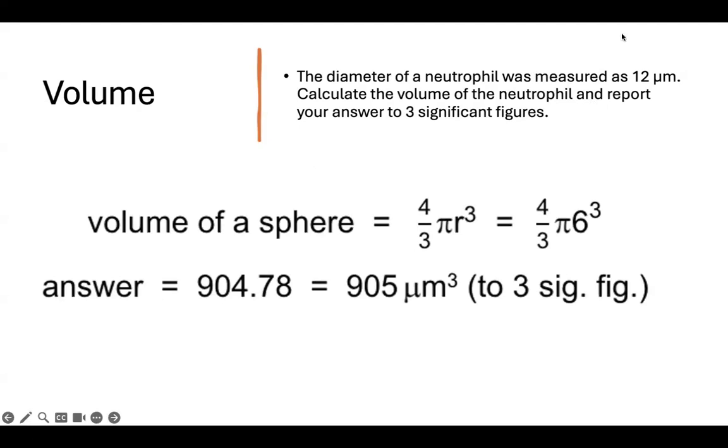Okay, so I've got the answer up there for you. The volume of a sphere is 4/3 pi r cubed. R is the radius. You've been given the diameter is 12 micrometers, so the radius is going to be 6 micrometers. And then from there, you just plug it into your calculator and round it to 3 significant figures.